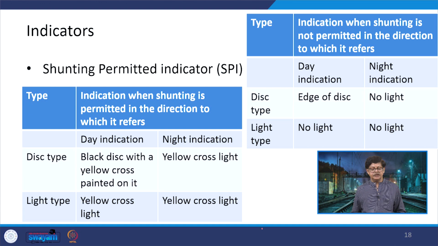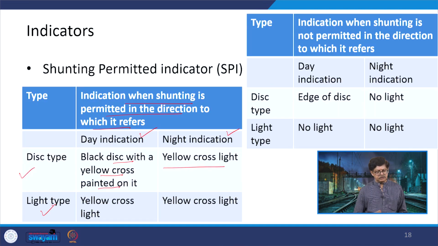Now, this is a shunting permitted indicator, SPI. It gives the indication when shunting is permitted in the direction to which it refers, and there is a day indication and a night indication. In the case of a disk type, it is a black disk with a yellow cross painted on it. In the case of night indication, it is a yellow cross light. So, a yellow cross light will come.